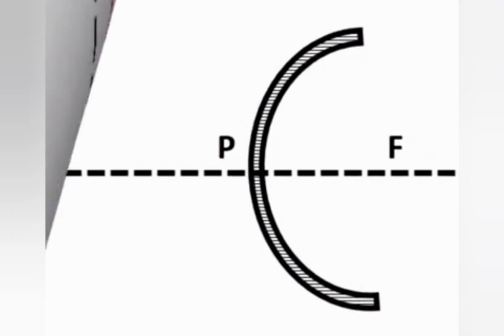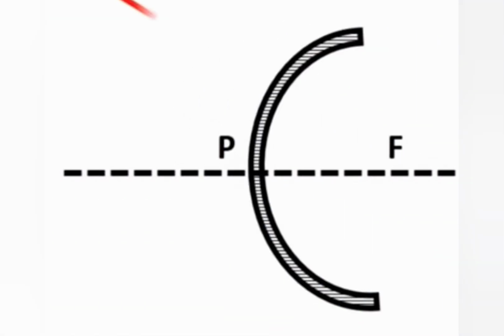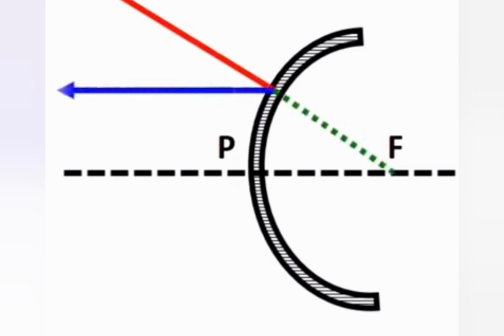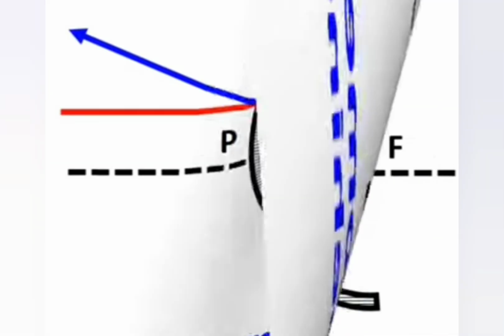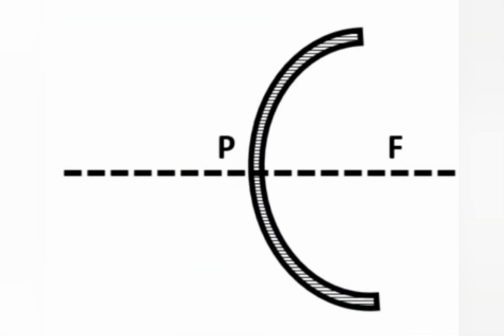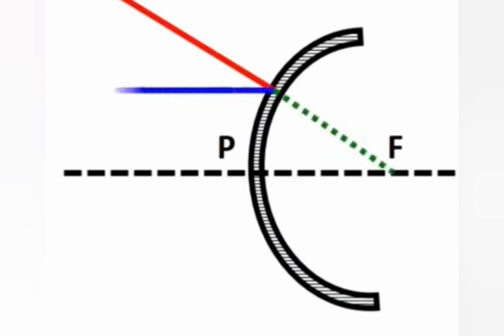Second rule, ray of light traveling towards the focus, which is behind the mirror. After reflection, it becomes parallel to the principal axis. I'll repeat one more time. A ray which is directed towards the principal focus of convex mirror, after reflection, will emerge parallel to the principal axis. This is the opposite of first rule.